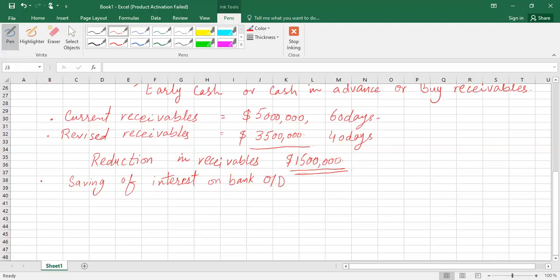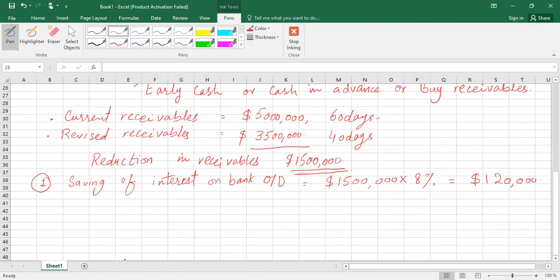This reduction is leading towards the saving of interest on bank OD. Suppose the bank overdraft interest rate is 8%. So what does it mean? It means there will be a saving of 120,000.